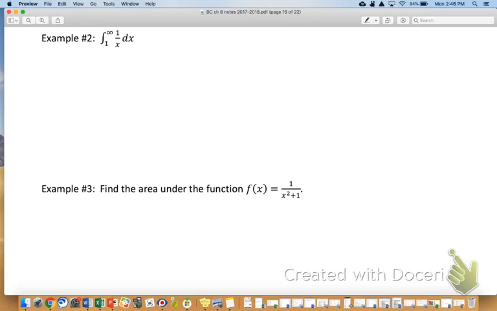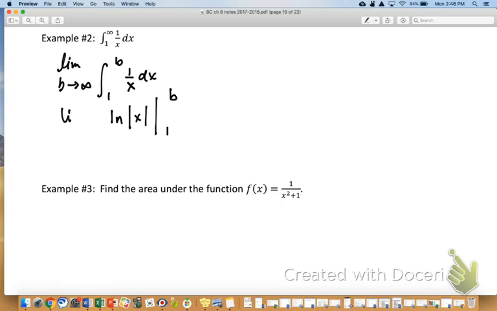The idea that this is improper is pretty obvious, right? The top limit again is infinity. So we'd start off with that familiar look: the limit as b goes towards infinity of the integral from 1 to b of 1 over x dx, and then we get rolling with all the steps we know. I would say the antiderivative is natural log of absolute value of x, evaluated from 1 to b, and we're applying the limit as b goes to infinity of that.